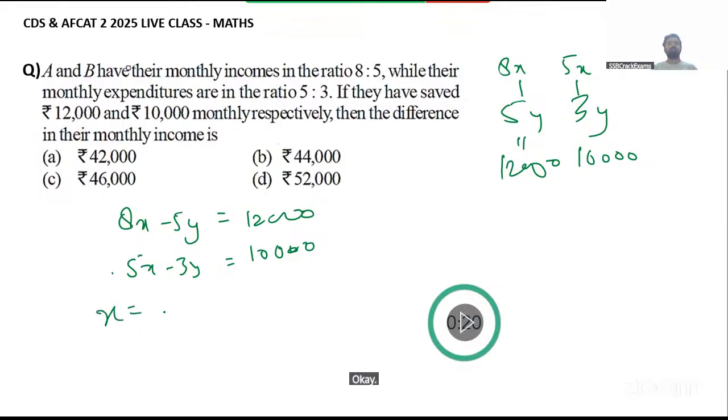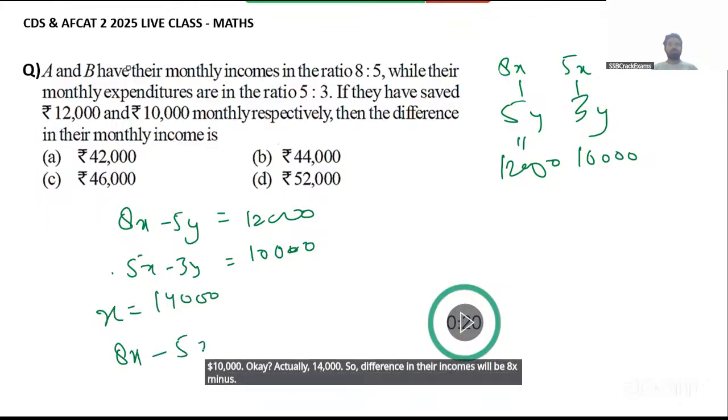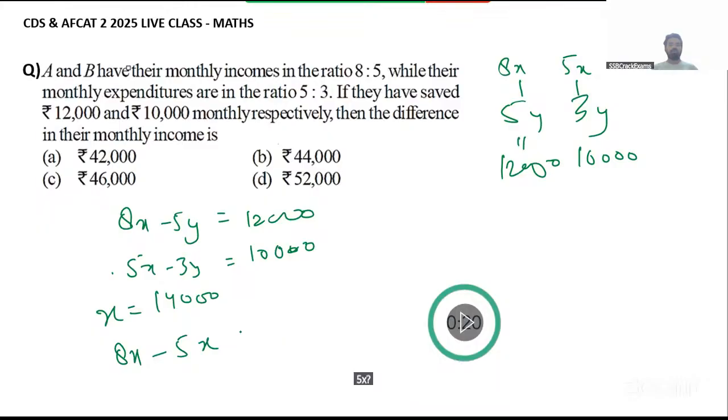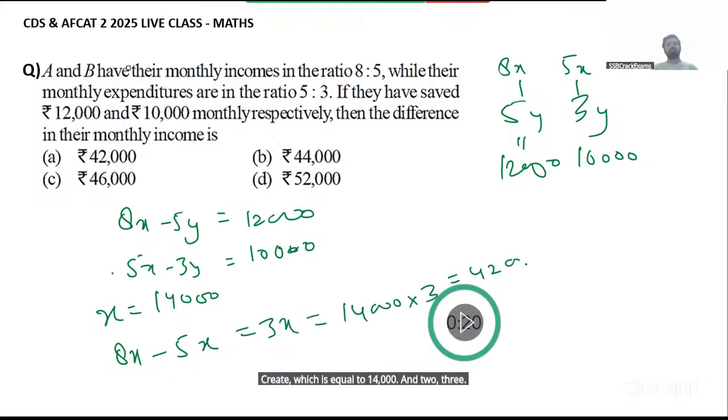So when you solve, x will come out to be 14,000. So difference in their incomes will be 8x minus 5x, which is equal to 3x, which is equal to 14,000 into 3, which is 42,000. Okay.